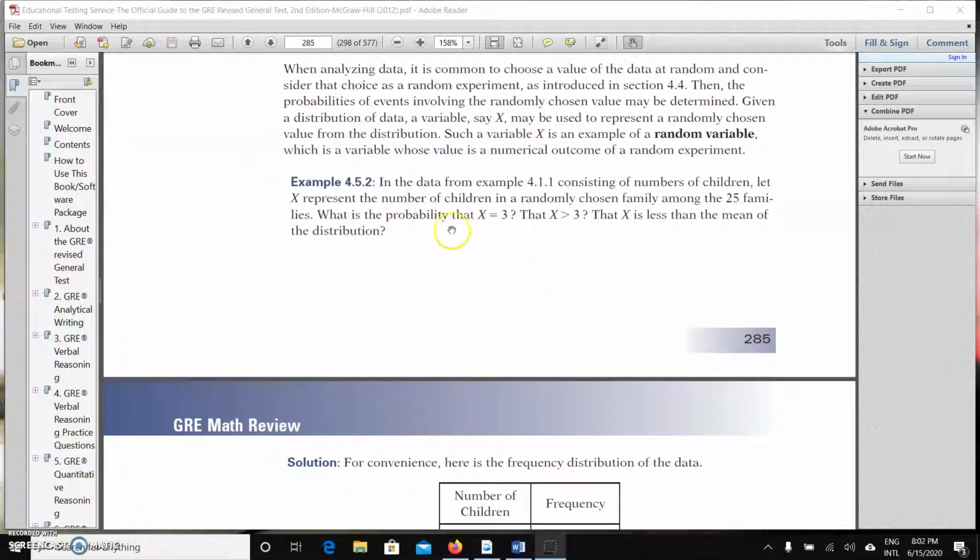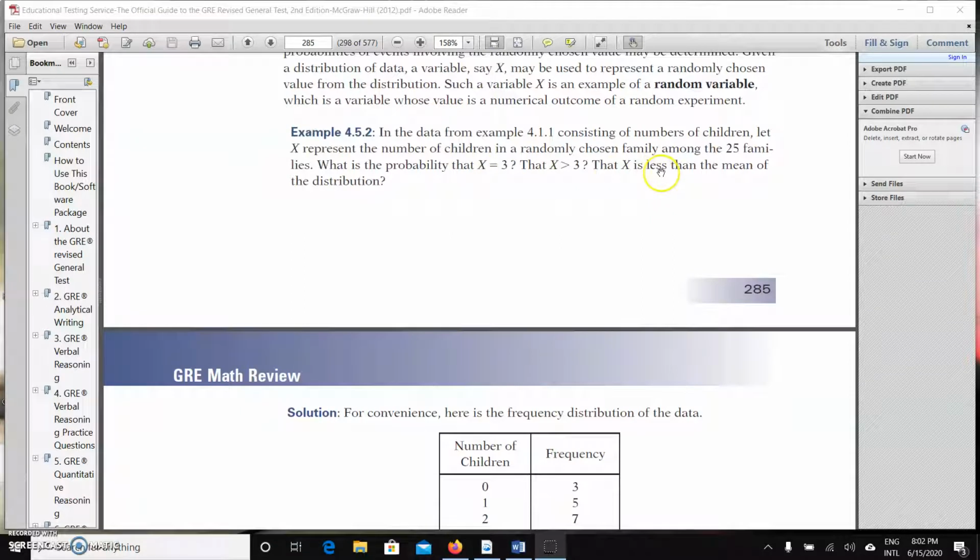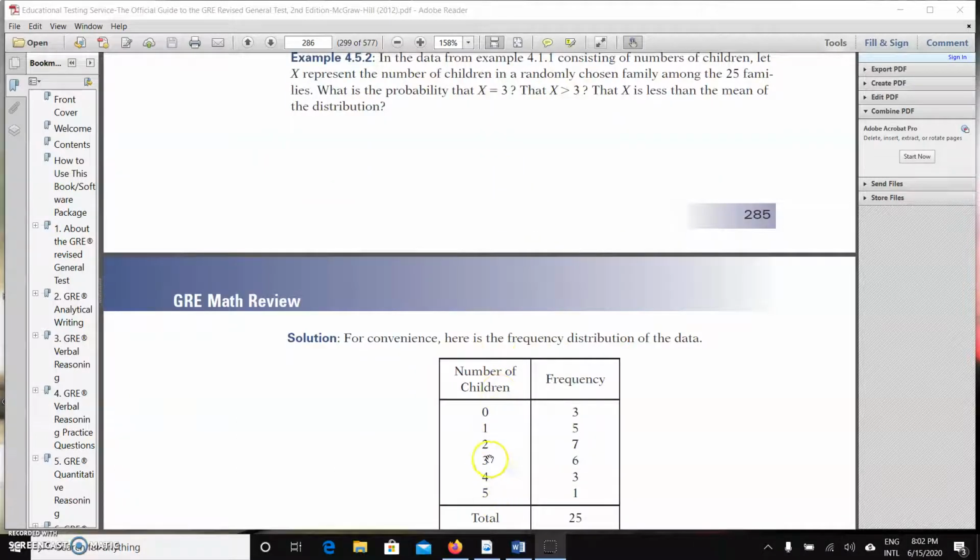Now the question is asking, what is the probability that X is 3? X here is representing what? They said X represents the number of children in a randomly chosen family. Now, if X is equal to 3, so what's the probability? That means 6 over 25, because I told you about probability. This is the number of families it has, so that will be 6 here, because 3 is representing 6 here, over the total number, which is 25. That's 6 over 25, and that's the answer.